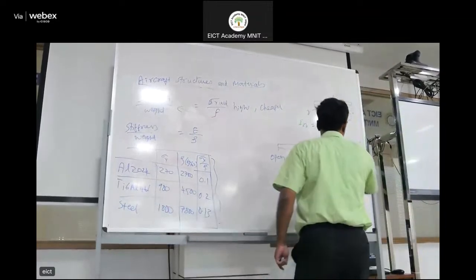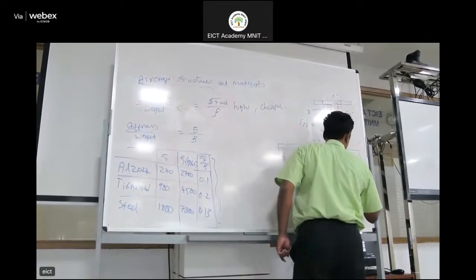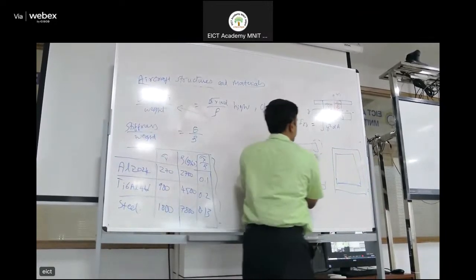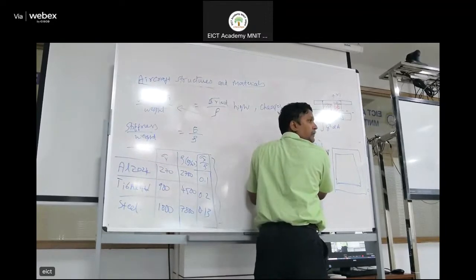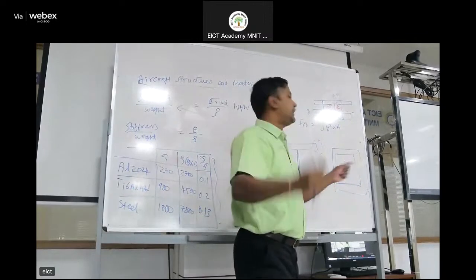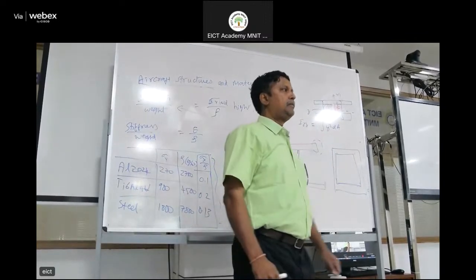So rather than this, I'll use something like this. What have I done here? I've taken the central plate, split it into two, and put them apart. So now if you look at this part, it's supported at both ends. Here it was supported at only one end. So this will be much stiffer.